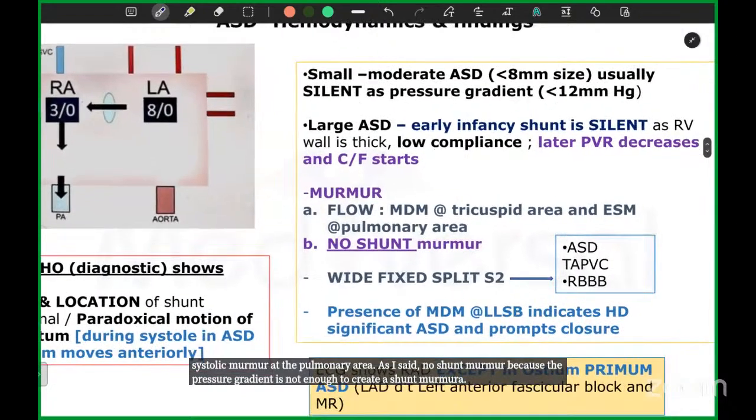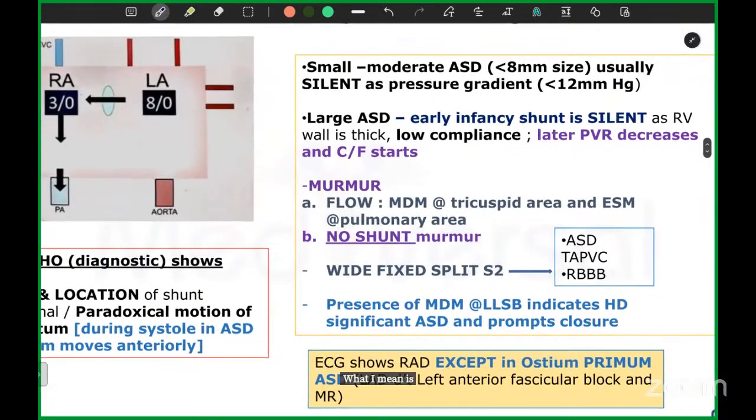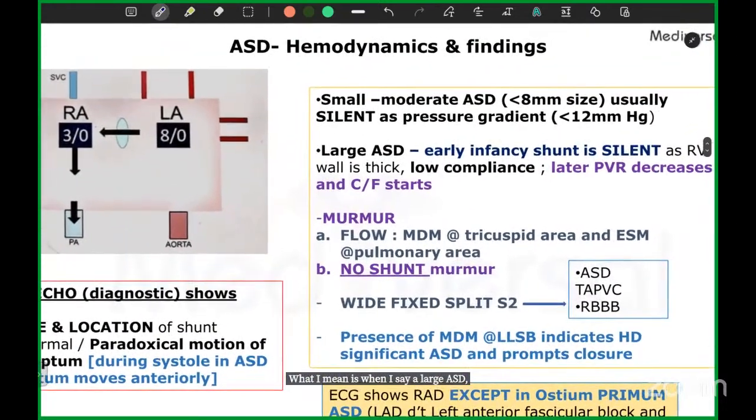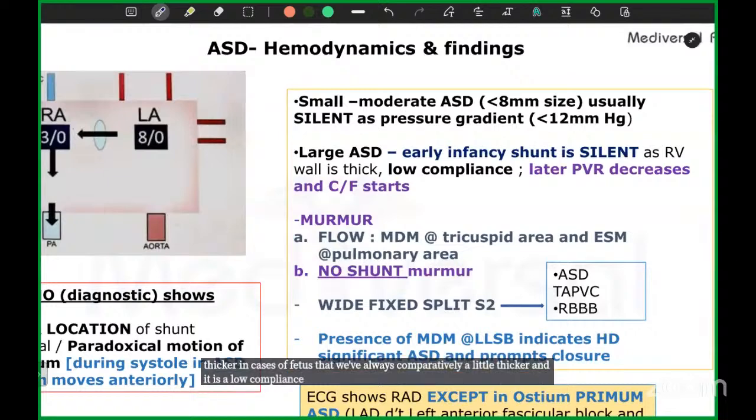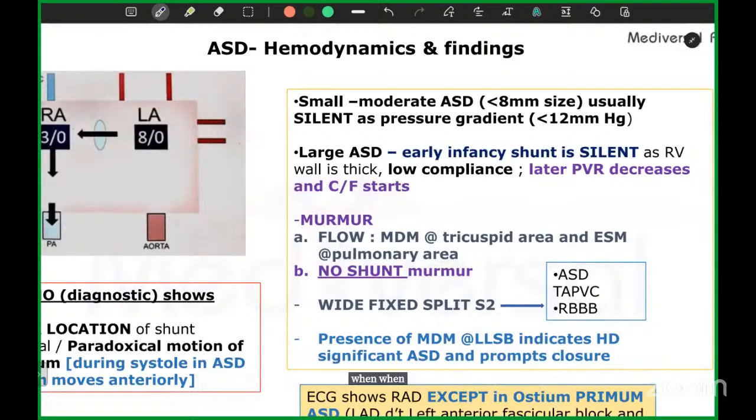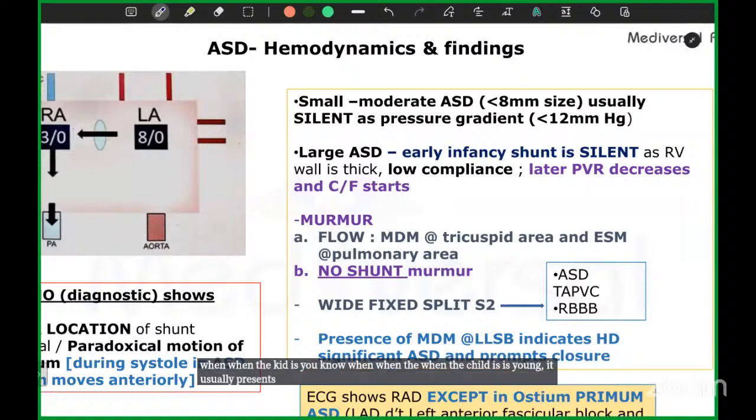What I mean is, when I say a large ASD, the shunt is usually silent, and this is because the RV wall is comparatively thicker in the case of a fetus. The RV wall is comparatively a little thicker, and it has low compliance. In fact, let me tell you, ASD is one of those diseases which never becomes symptomatic when the child is young. It usually presents around 20 to 40 years of age.